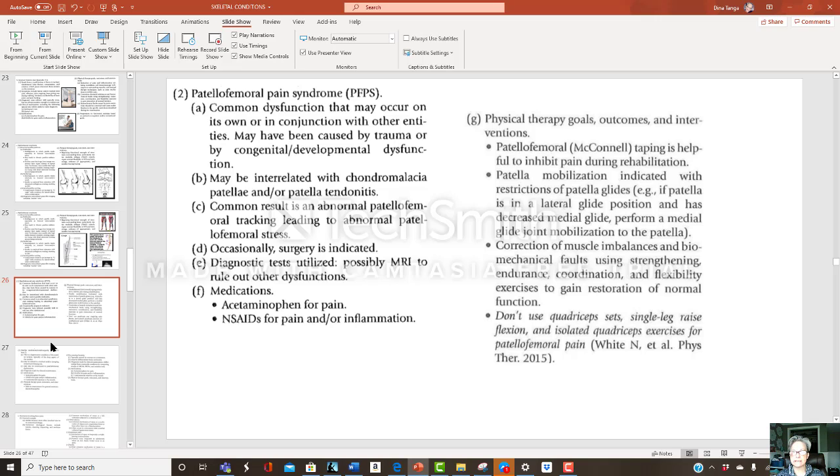Patella mobilization is indicated with restrictions of patella glides. If the patella is in a lateral glide position and has decreased medial glide, perform a medial glide joint mobilization to the patella.